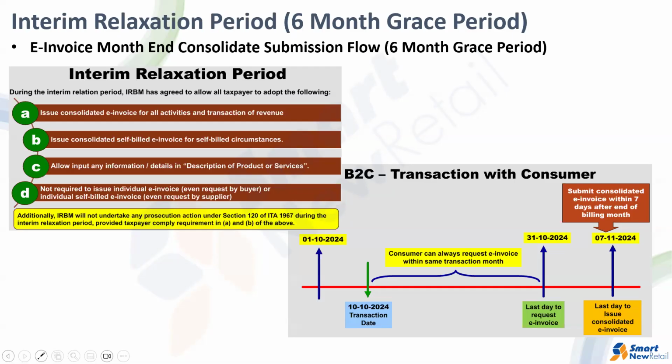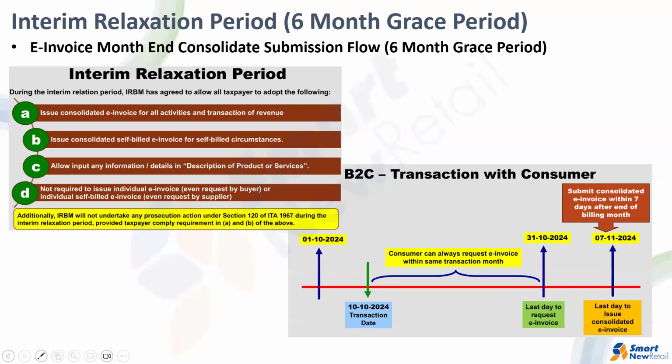Okay, interim relaxation period. So this is about the grace period. If you start e-invoice in January, you have a 6 month grace period that allows you to submit consolidated invoice. Best thing is you don't submit consolidated invoice at all. I mean, sorry, to be clear, this consolidated invoice is for B2B, not B2C. For B2B, you actually have a 6 month grace period to do the consolidation. But the best thing is you don't do any consolidation at all.